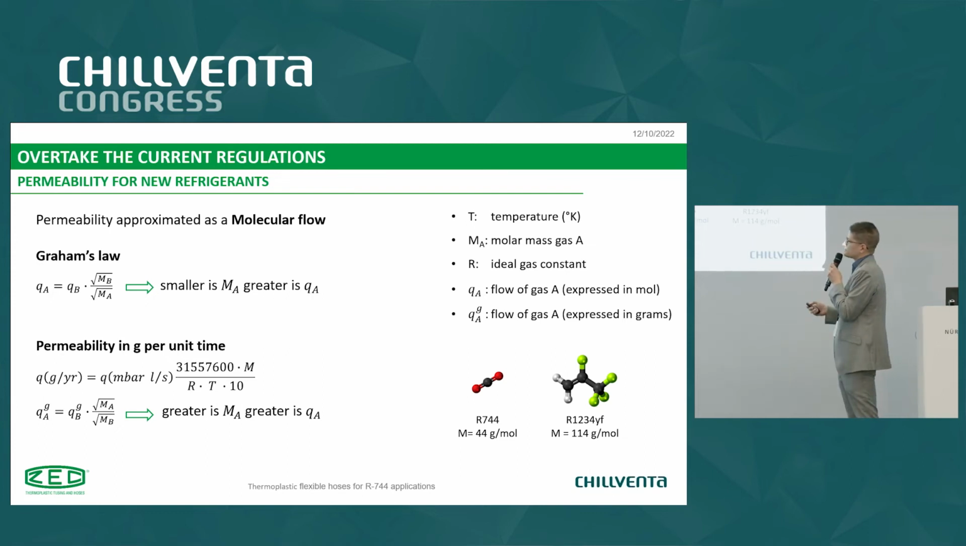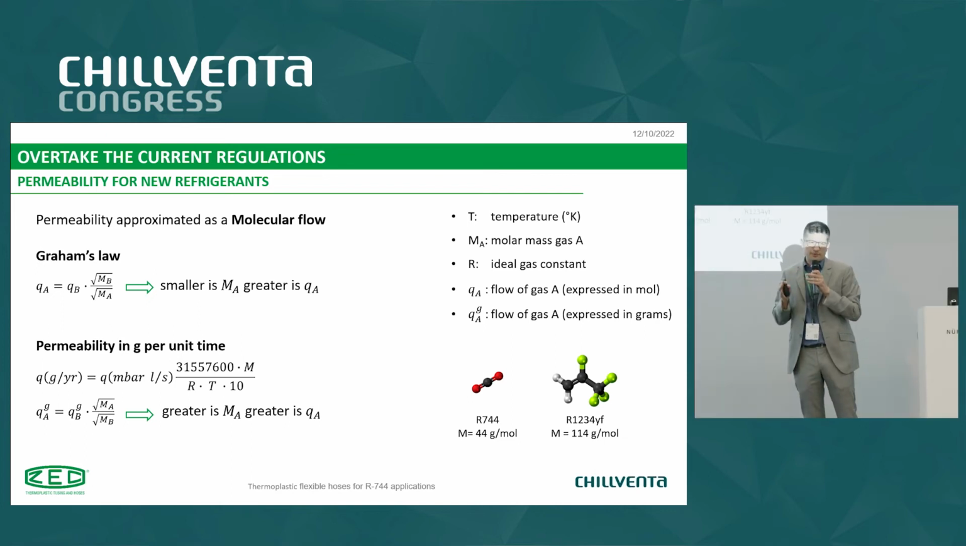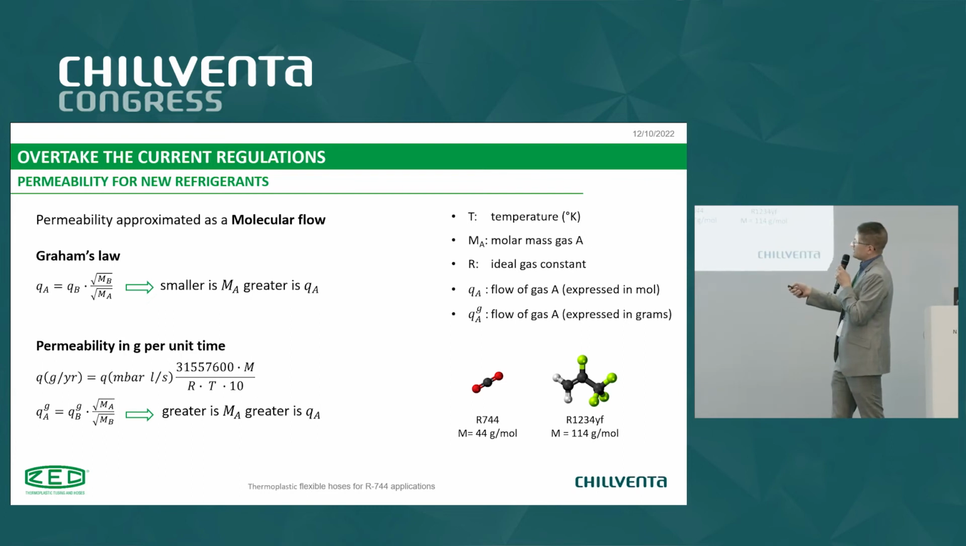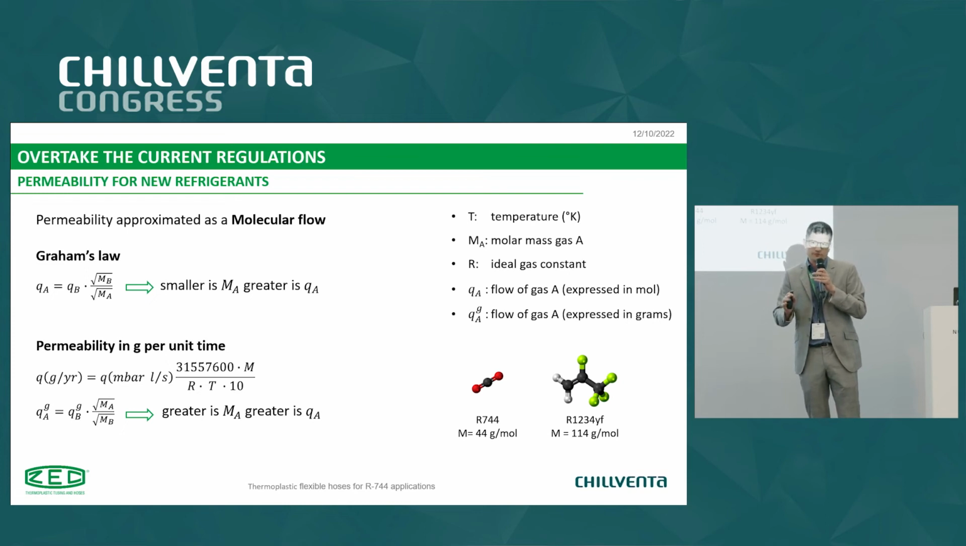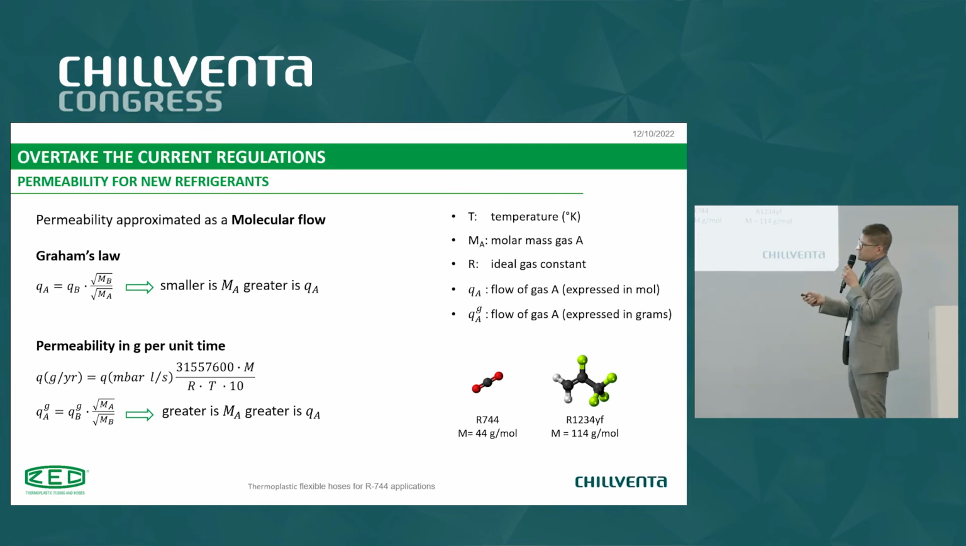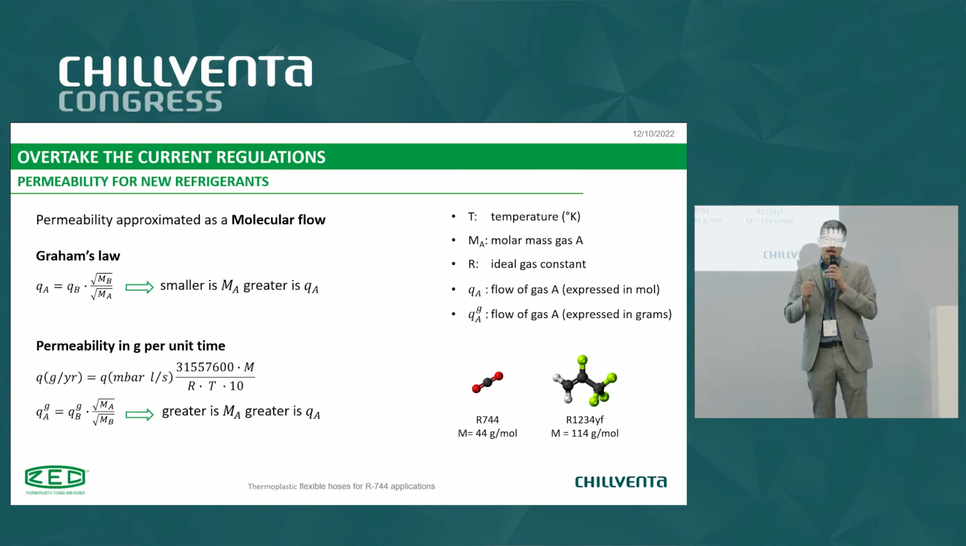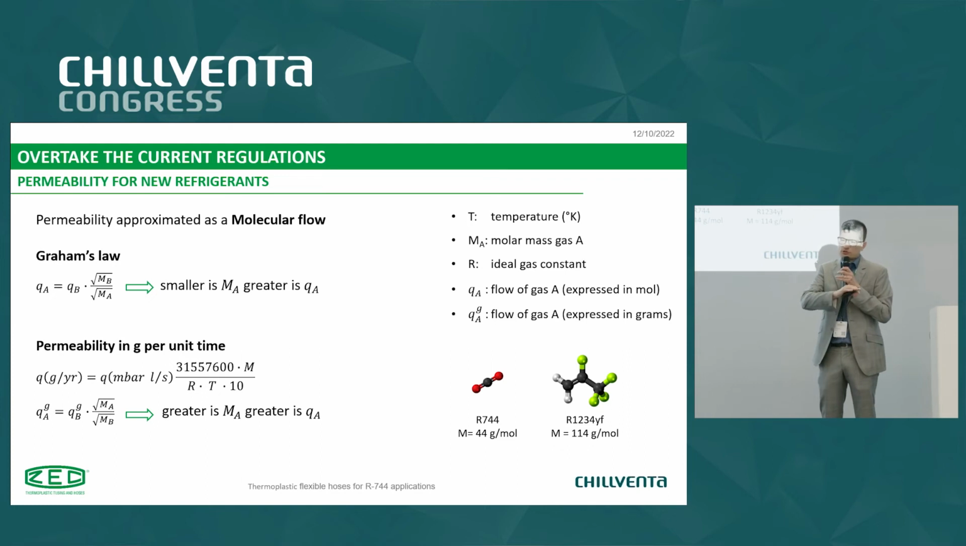I don't want to spend time on kinetic theory of gases, but what it says is, if you're performing a leakage test with the same product, the same pressure and same temperature, and A and B are two gases, the ratio of flow of the two gases is inversely proportional to the square root of the molar mass of the gases. That is quite obvious. Smaller is the gas, greater is the permeation. But it is true in this case, in Graham's law, the flow is in number of molecules per unit of time. And we do not care about the number of molecules.